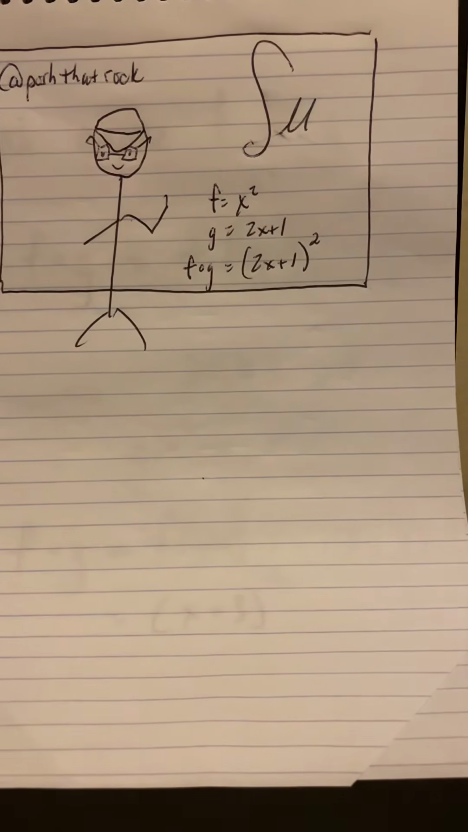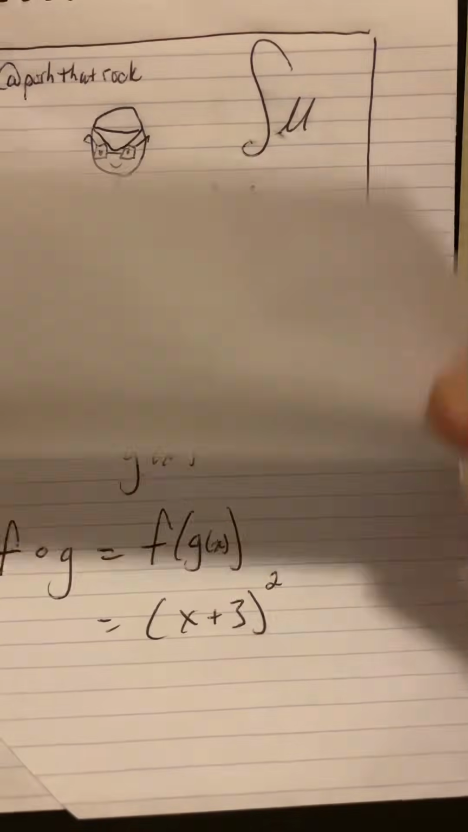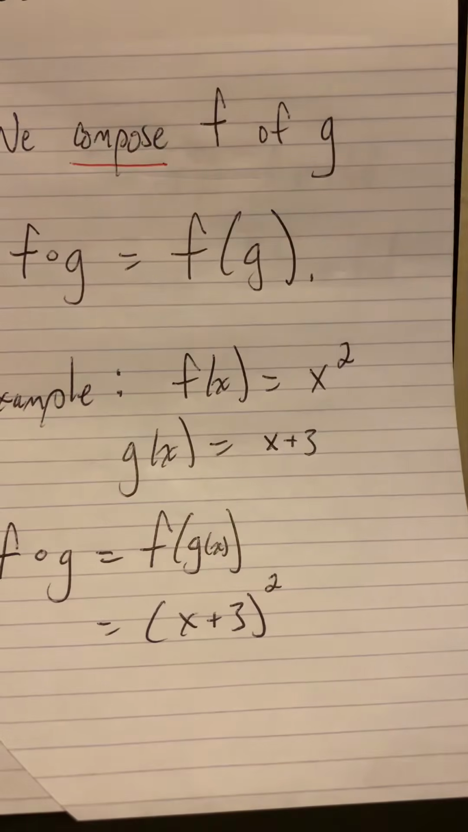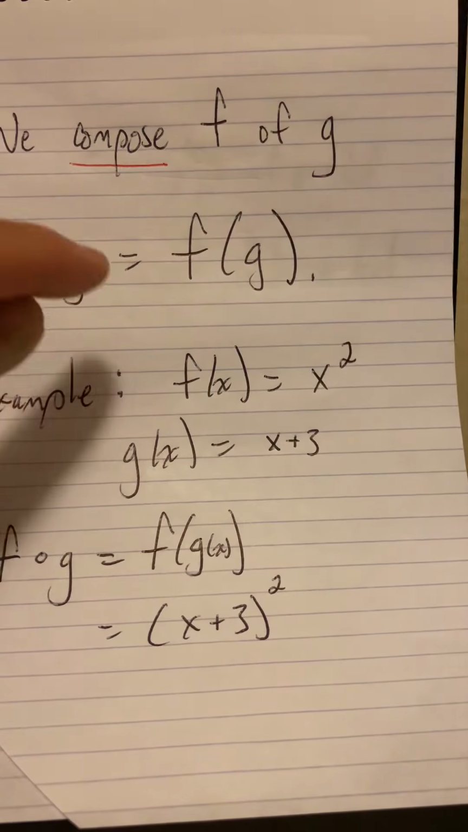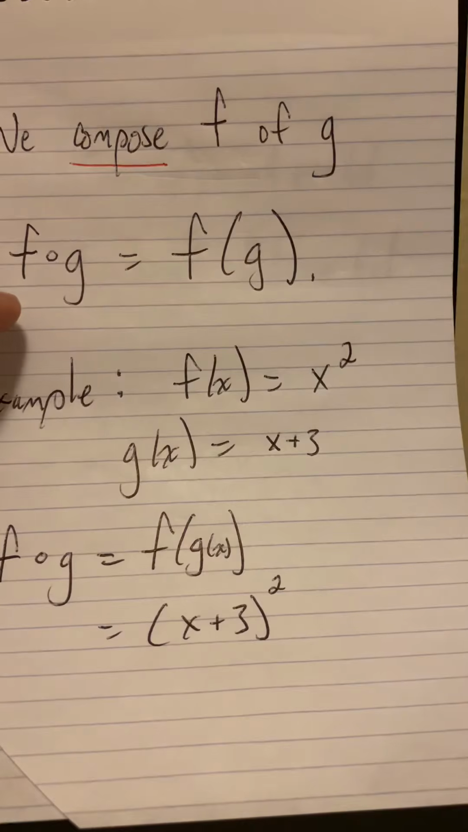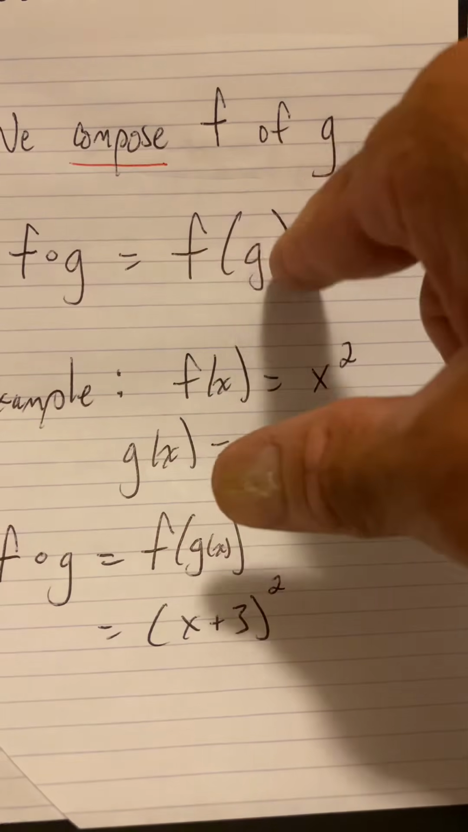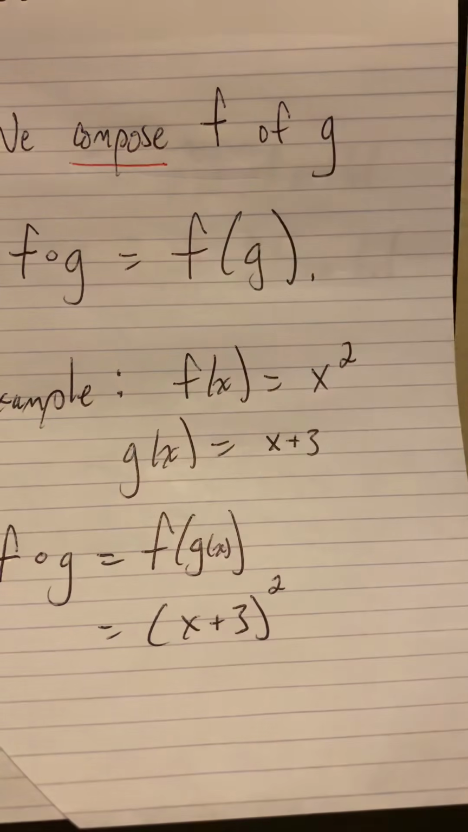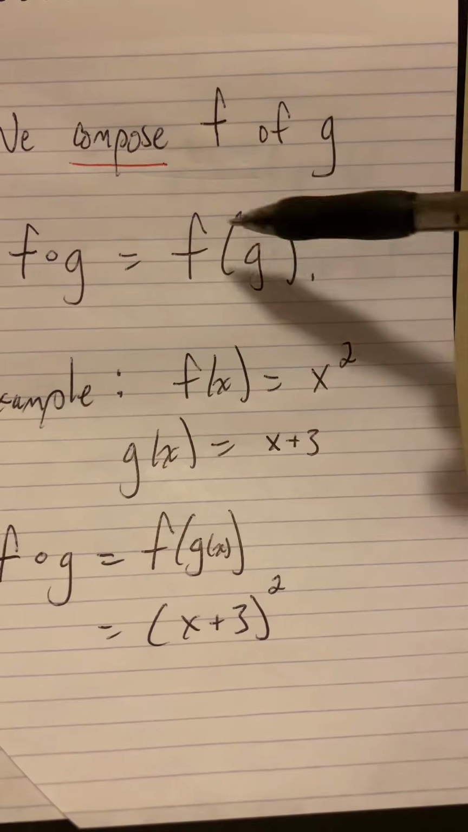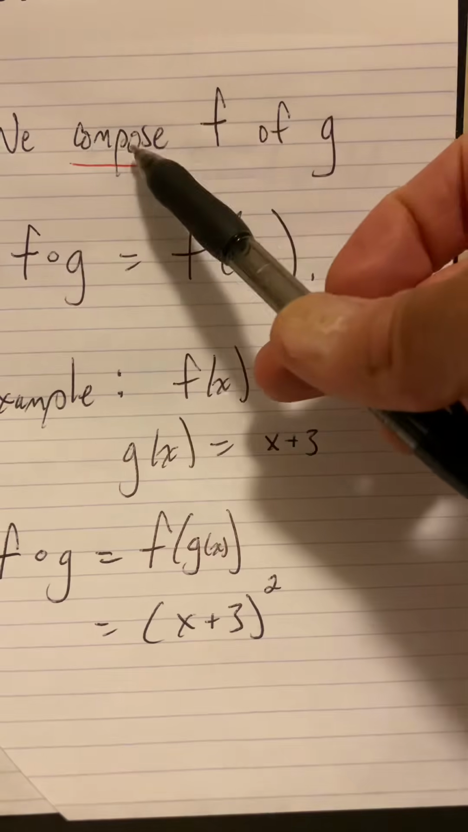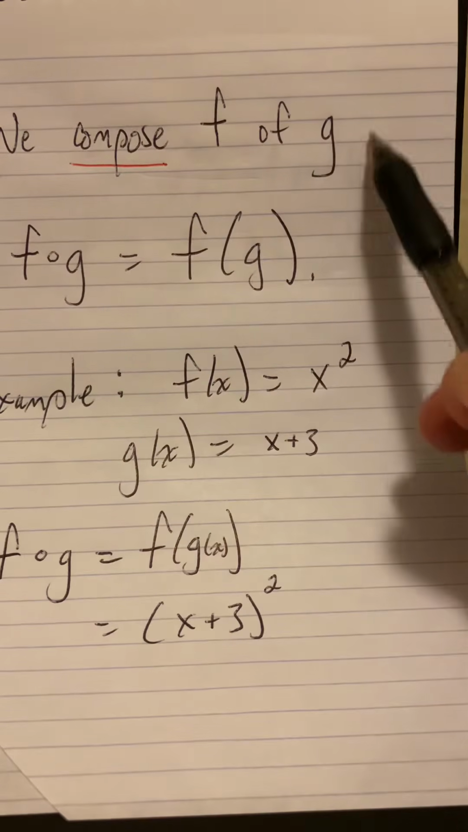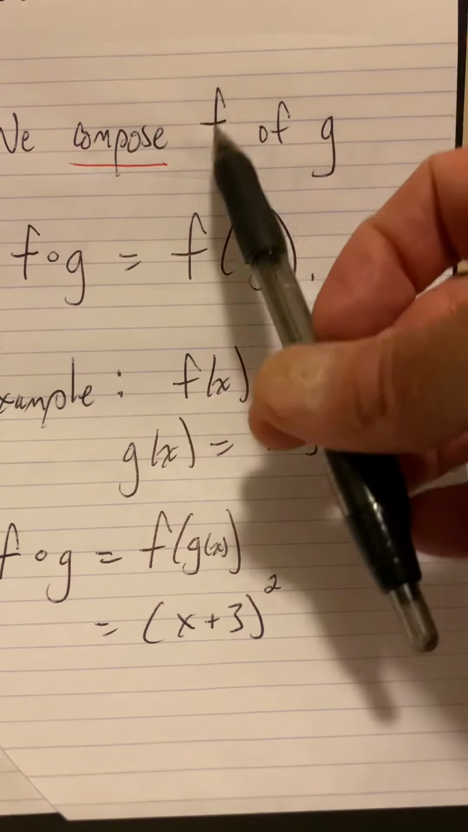Let's talk about the composition of functions. We compose f of g. This is the notation here, but it simply means we put g into f. So here's the input space for f, and notice I have g inside of it. That's the definition of f composed of g. So we compose f of g by placing g as the input to f.